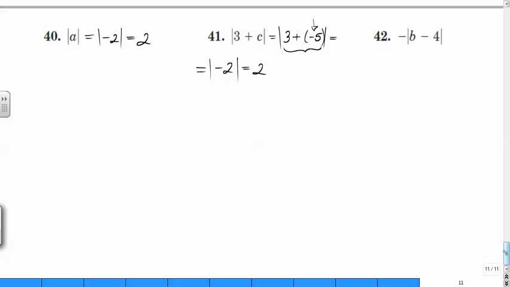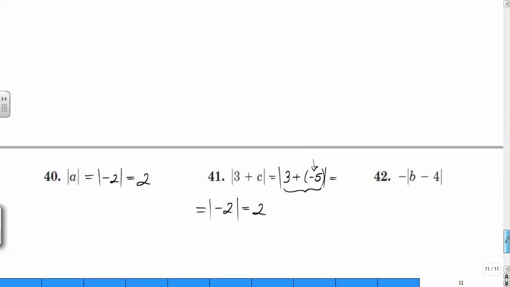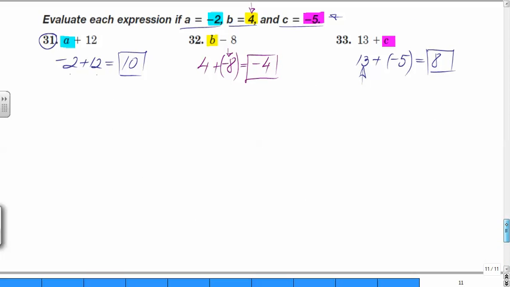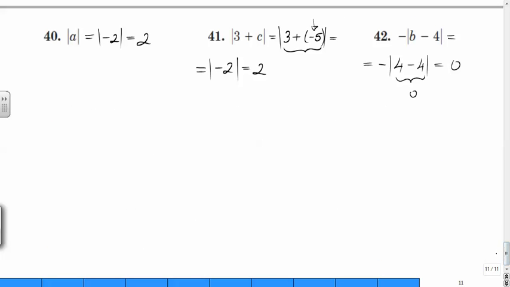Okay, the last one, negative absolute value of b minus 4. b was equal to 4, right? So let's do that substitution. You have negative absolute value of 4 minus 4. Well, 4 minus 4 is 0. The absolute value of 0 is 0, right? There's no negative 0, the answer would be 0.